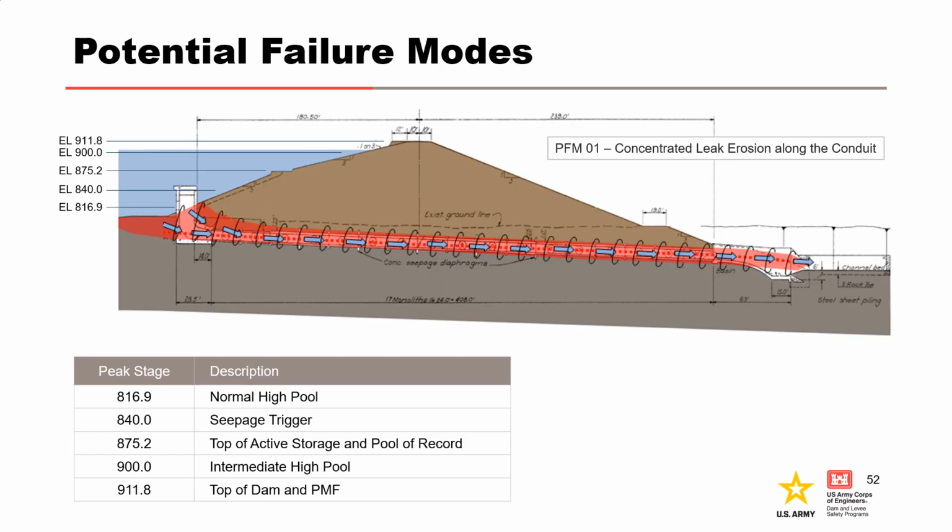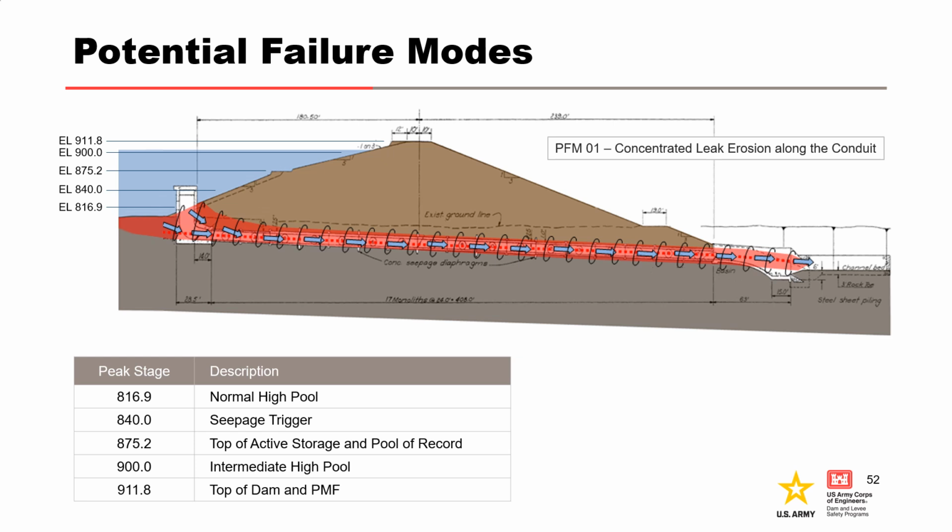We'll move into potential failure modes and their associated system response probabilities. We will step through the calculations for PFM1, concentrated leak erosion along the conduit. The calculations for the backward erosion piping failure modes, PFM2A and PFM2B, are included in the companion spreadsheet, but will not be covered in detail in the presentation, because the calculation procedure is the same as that for PFM1.